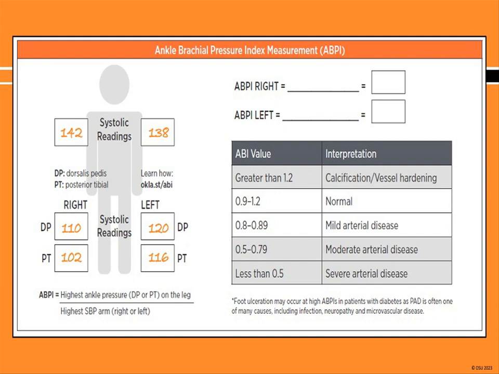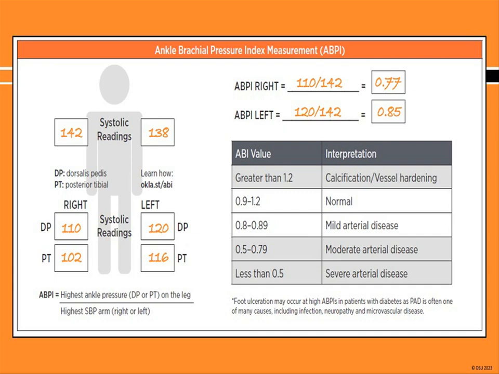Once again, the ABPI is calculated separately for the left and right side. The highest ankle systolic blood pressure on the right side is 110. This will be divided by the highest overall systolic blood pressure of 142, which will equal 0.77. Next, the highest ankle systolic blood pressure on the left side is 120. This will be divided by the highest overall systolic blood pressure of 142, which equals 0.85.